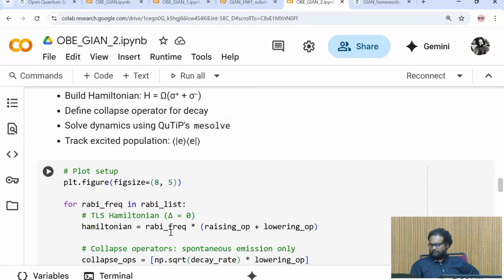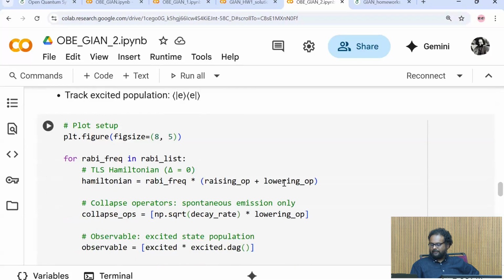Now build the Hamiltonian. I build the Hamiltonian with the Rabi frequency, raising and lowering operators. I have thrown away the unnecessary parts, which is basically the sigma z term, because I'm already in the excited state. Forget about it. I need to define my collapse operator, or Lindblad operator. My Lindblad operator is the square root of the decay rate multiplied by the lowering operator. That is how we defined it. Right? That's a Lindblad operator.